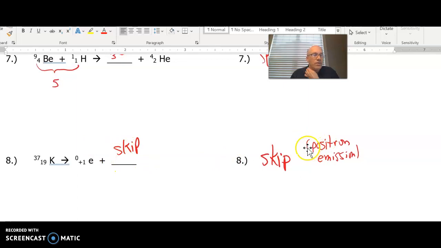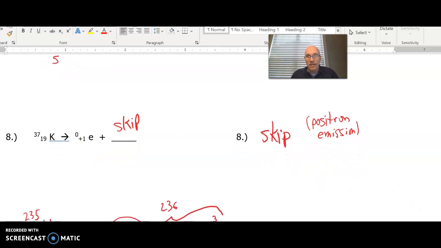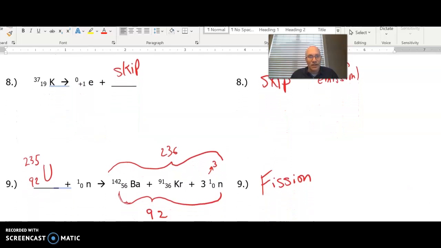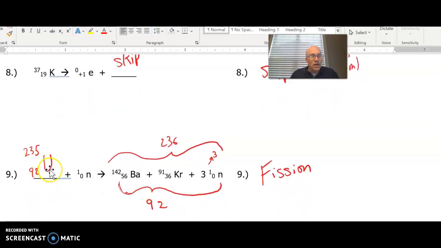This actually has to do with this thing called positron emission. You're not responsible for that, but notice that's what this is right here. In medicine, there's this thing called a PET scan, and that stands for positron emission. I forget what the T stands for, but this little particle right here is used in that type of technology.